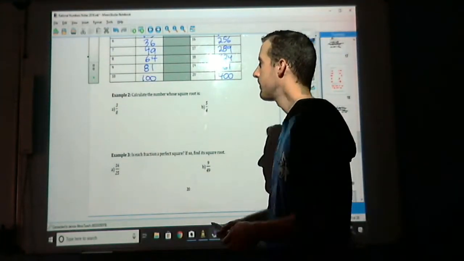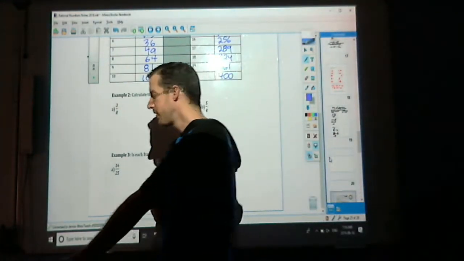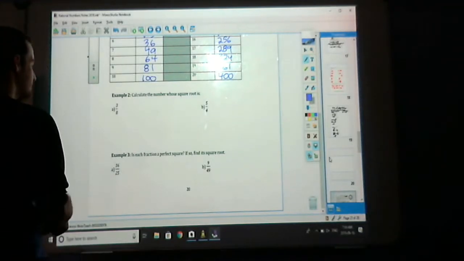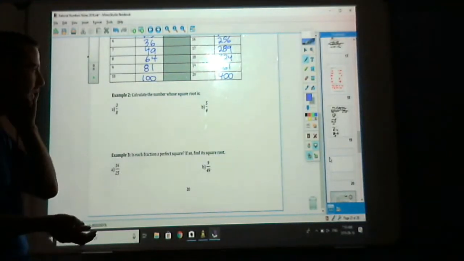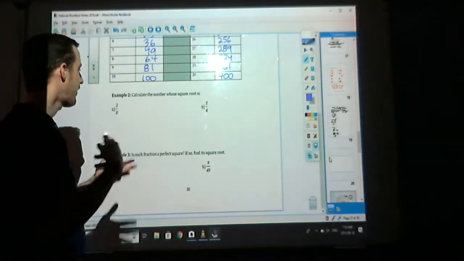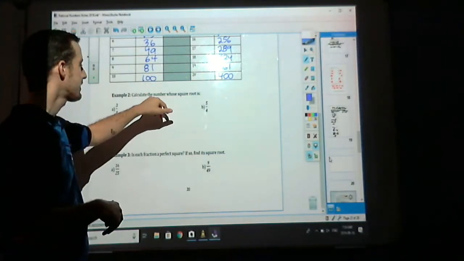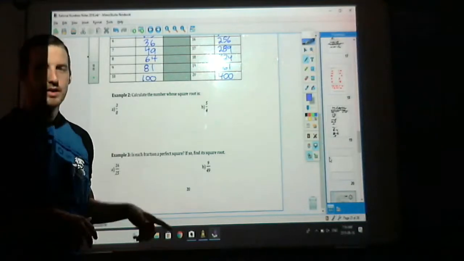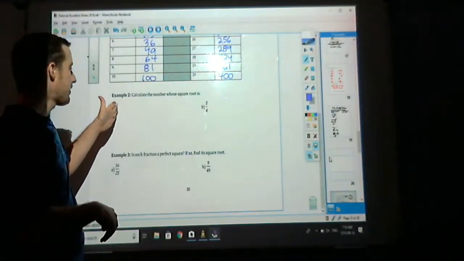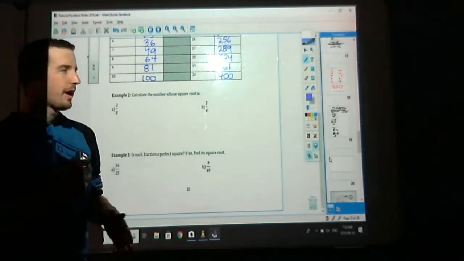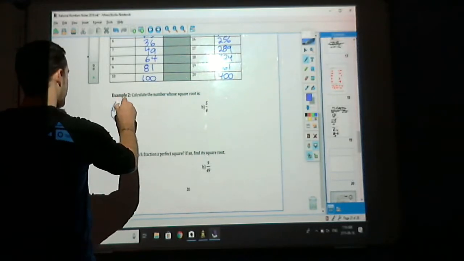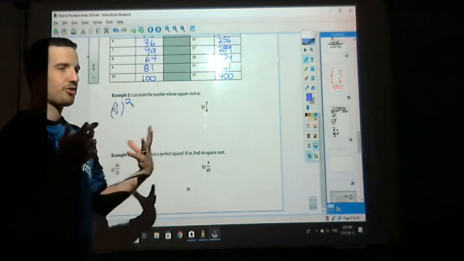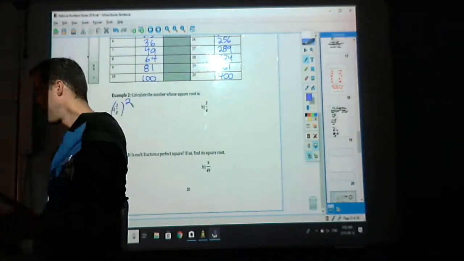Okay. So first things first, we're going to look at how to do fractions. Okay, so how do we find the square of a fraction, right? Because it's asking calculate the number whose square root is this number. So if this is the root, what is the square? Okay, so basically we're going to take all of this and put it squared, just so we can remember what we are doing.